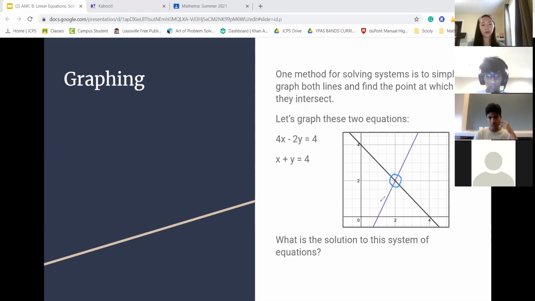If you guys want to take a look at this graph and type in the chat what the answer would be for these two equations, their point of intersection. All you have to do is look at this graph and tell me what that point is. Yeah, it's just 2 comma 2. So our answer would be 2 comma 2.